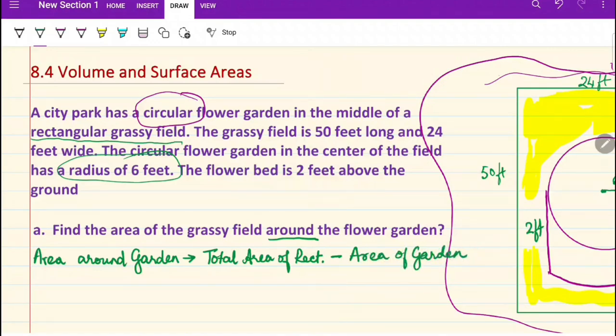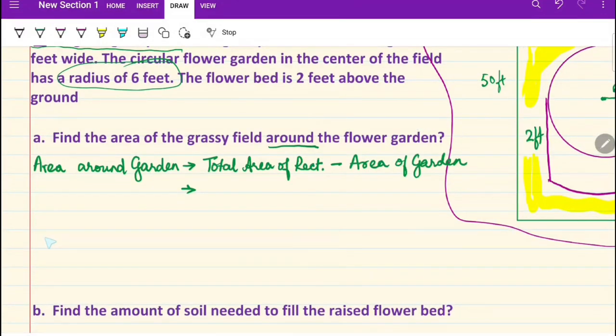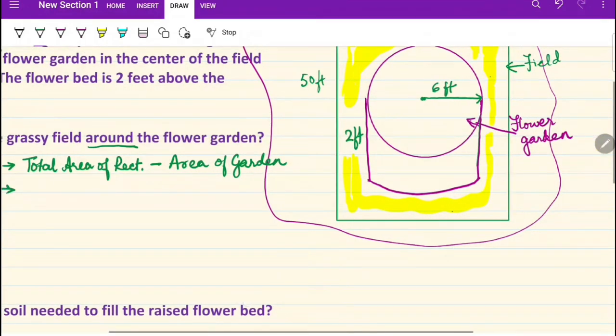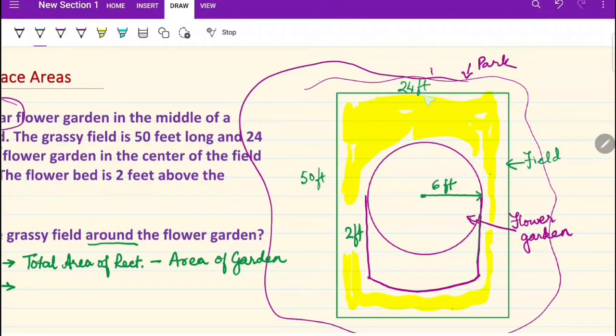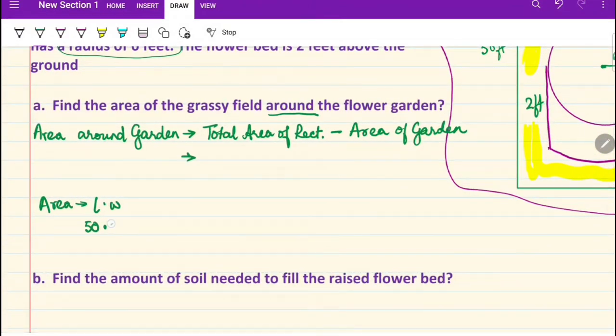So we can find the total area of the rectangle. Area of the rectangle goes with the formula L times W, correct? So length is 50 feet, the width is 24, right? 50 by 24. So we multiply the length times width and we get a value of 1200 square feet. So let's write 1200 for the total area of the rectangle.